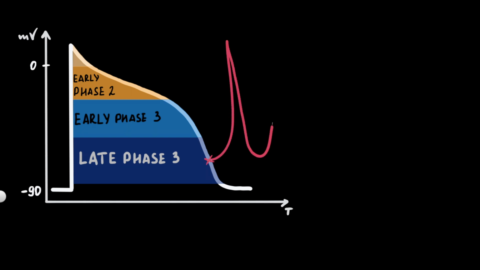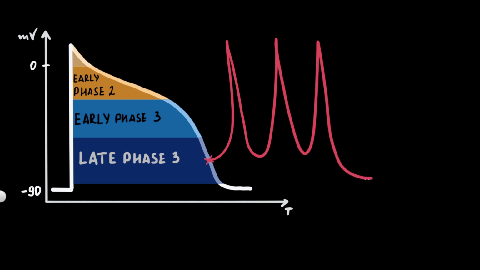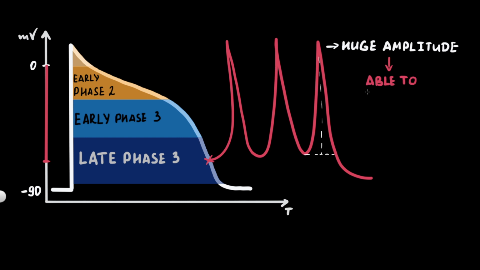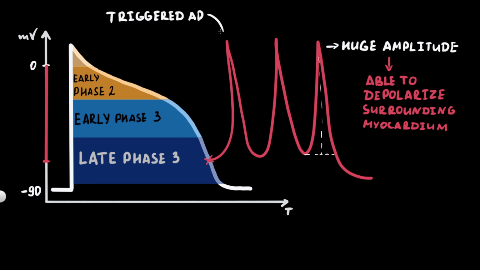When the EAD occurs in late phase 3, it occurs at an even more negative level of membrane potential than in late phase 2 and early phase 3. Therefore, they have a larger amplitude that is caused by sodium-related zero phase in triggered action potentials. And of course, they are able to depolarize surrounding myocardium to its threshold for causing the arrhythmias.